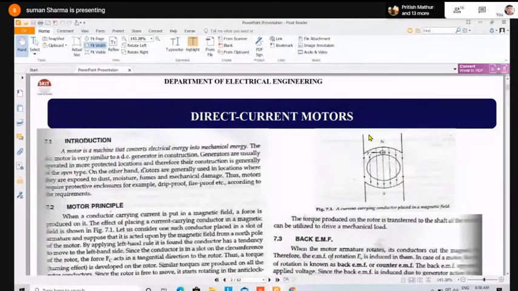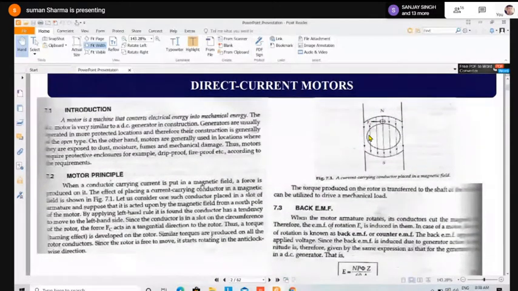Generators operate in more protected locations and therefore their construction is generally of open type, whereas motors are used in applications where there is dust, moisture, fumes and mechanical damage. So motors require protective enclosures, for example, drip-proof, fire-proof, according to the requirements. Motor principle.